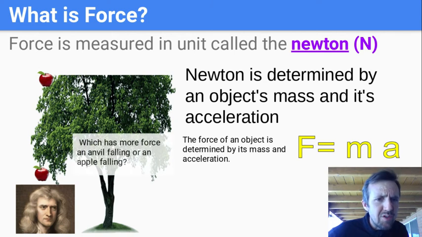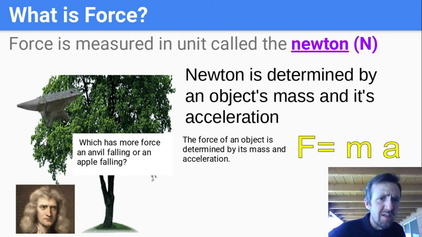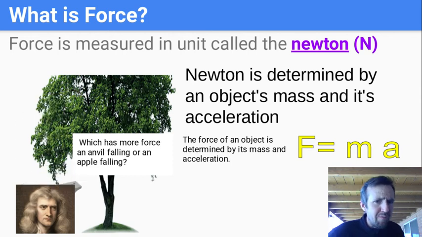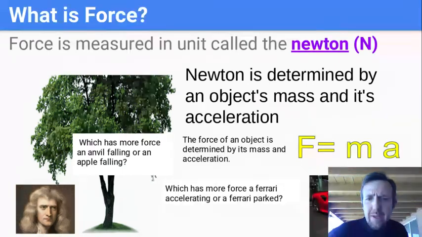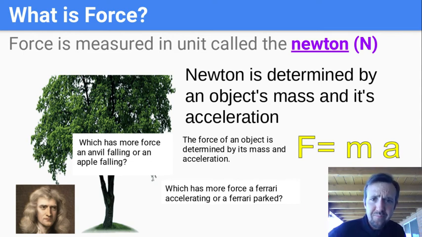So if we increase the mass of this apple, then we will increase the force. The mass of the apple falling on Newton's head times its acceleration equals its force. But if I increase the mass to the mass of this anvil, then it will have much more force falling on Newton. The force of a Ferrari parked is much less than the force of a Ferrari accelerating. Think about a Ferrari moving. It's got a lot more force if it were to hit something than a Ferrari that is parked. So you can increase the force by increasing its mass and or its acceleration.